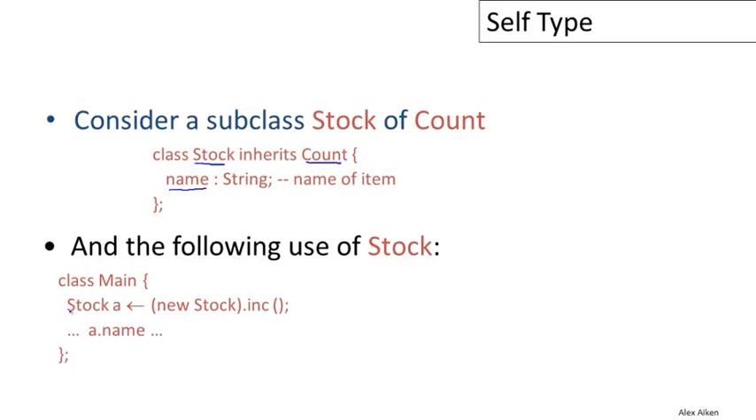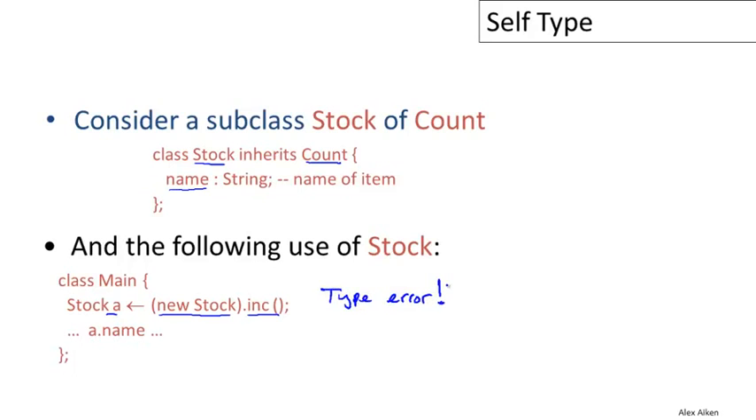And now down here, we can actually use this. We can allocate a new Stock object. So we create a new object, we increment it to indicate that we have one thing in stock, and then we assign it to some variable that we've declared of type Stock. Later on, we can use this A object as we like. Now, the problem is that this code actually will not type check. There is a type error in this code.